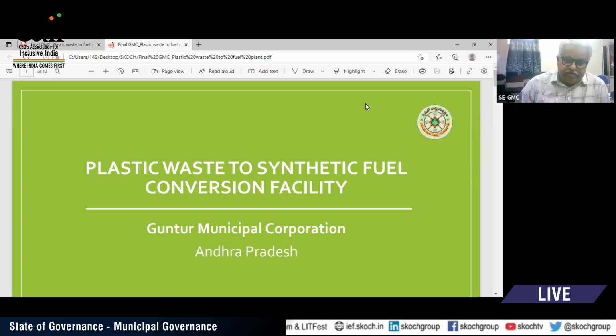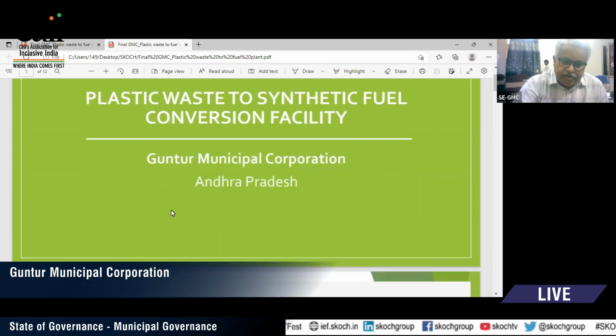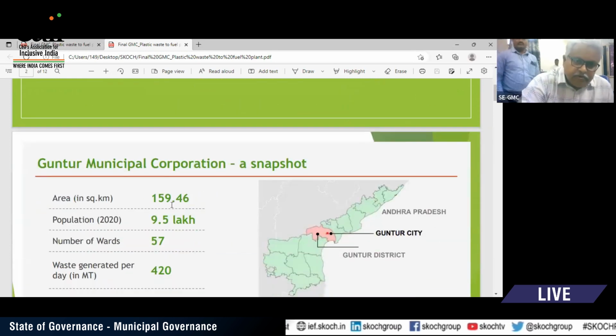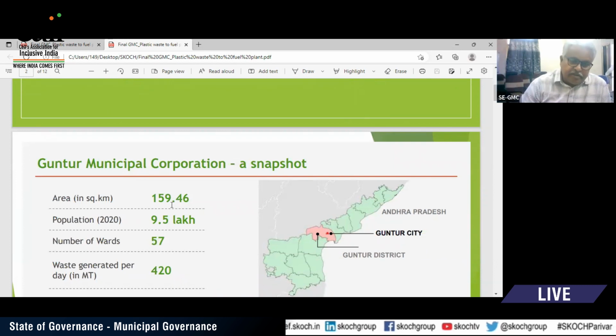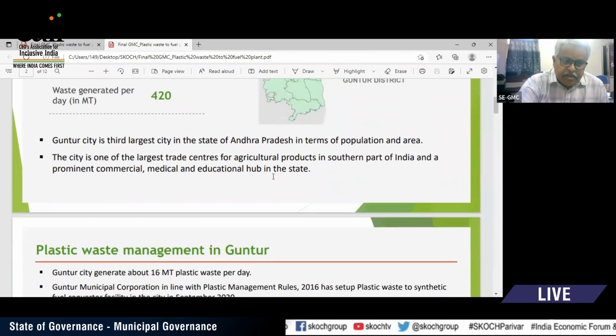You can start, sir. Plastic waste synthetic fuel conversion facility, sir. It was established in September 2020, sir. Regarding Guntur Municipal Corporation, sir, the area of this ULB is 159 square kilometers, and the population as per 2020 is 9.5 lakhs, the number of wards is 57, and the waste generated from our city is 420 tons per day. This is the third largest city in AP.